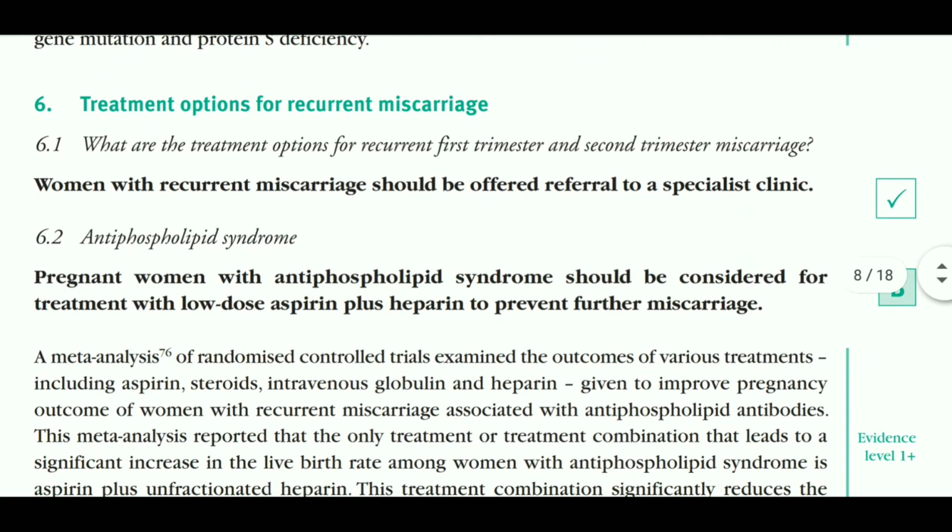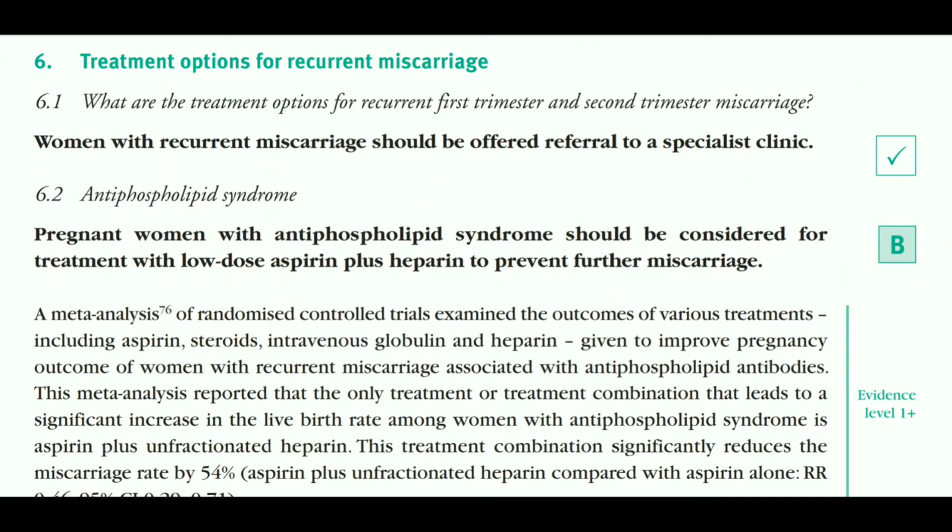Now, treatment options for recurrent miscarriages. What are the treatment options for recurrent miscarriages, first and second trimester miscarriages? Women with recurrent miscarriage should be offered referral to a specialist clinic.